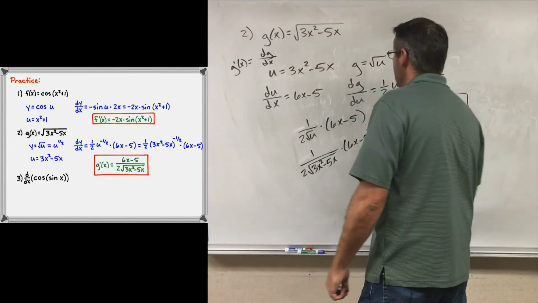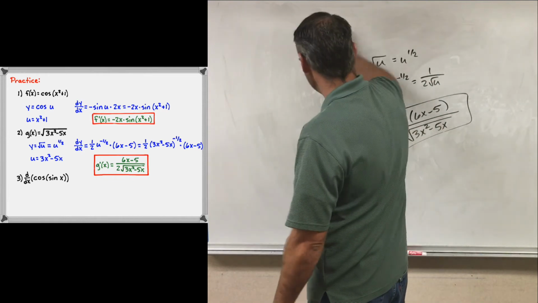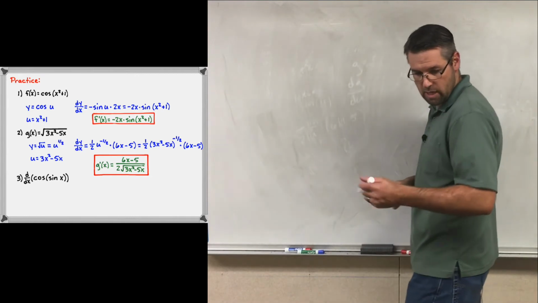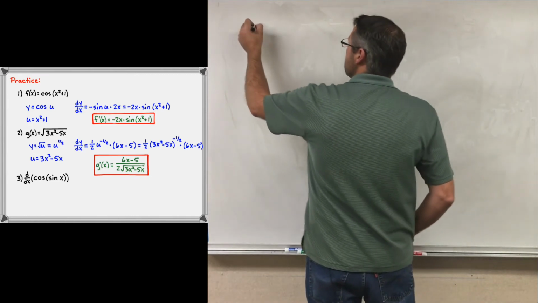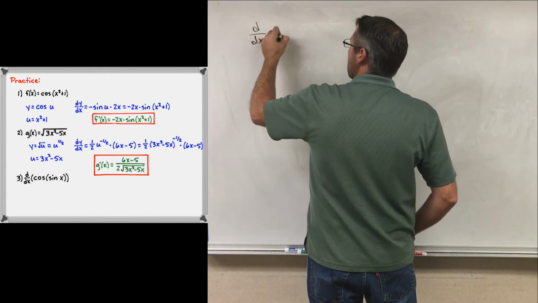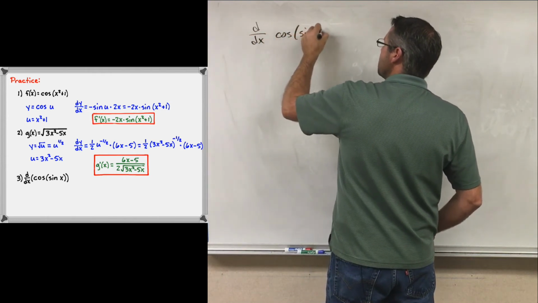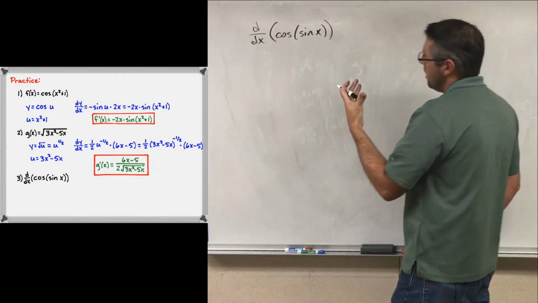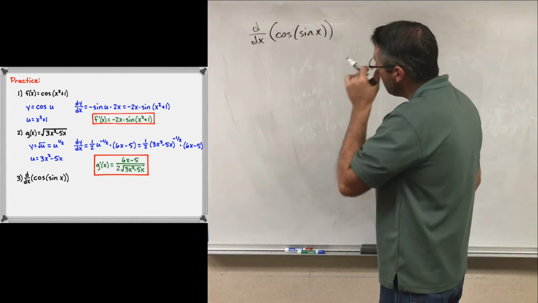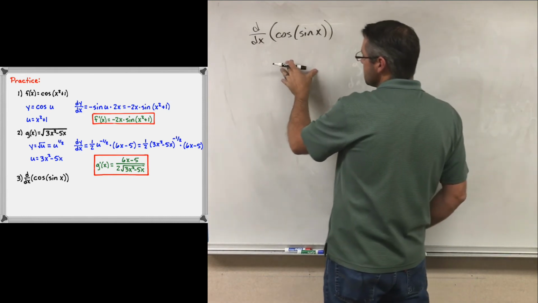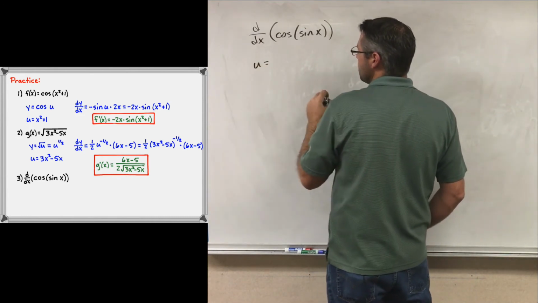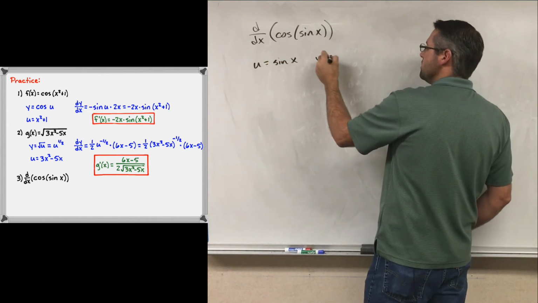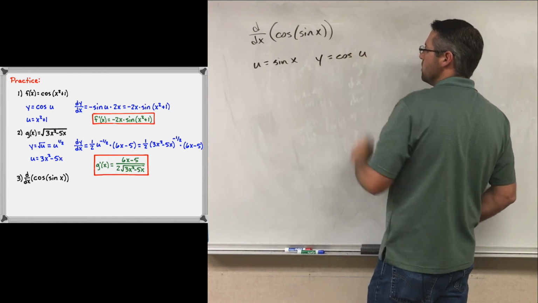So let's take a look at number 3 now. And again, if you didn't do number 3 yet, but you think you have a better understanding of how this works, go ahead and pause the video and try it. So for number 3, we've got d dx of cosine of sine of x. Okay. So we want the derivative of this function in respect to x. So let's identify the inside. Let u equal sine of x. That would imply that the function would be cosine of u.